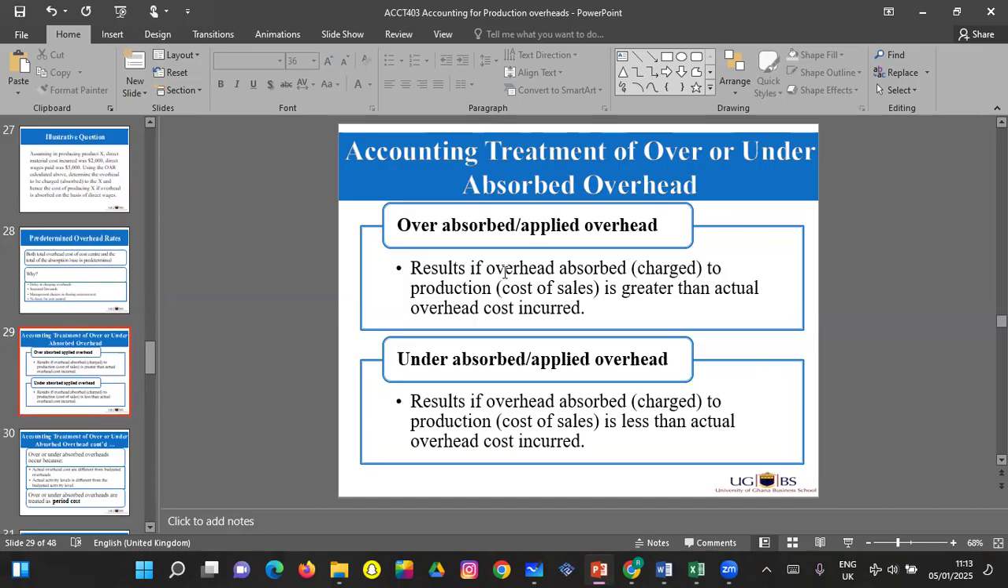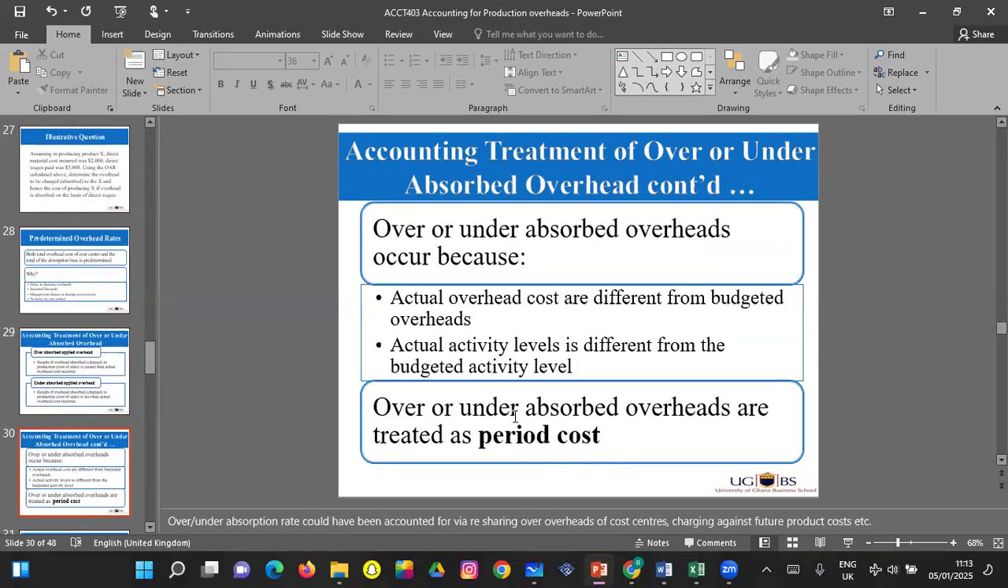So over absorption results if overhead absorbed, or charged to production by cost of sales, is greater than the actual overhead. If it is higher than it, then it means that it has reduced profit. So you check the difference and then add it back to the profit. But in case of under absorption, where overhead is undercharged, you check the difference and then you subtract it from your profit. So actual overhead costs are different from budgeted.